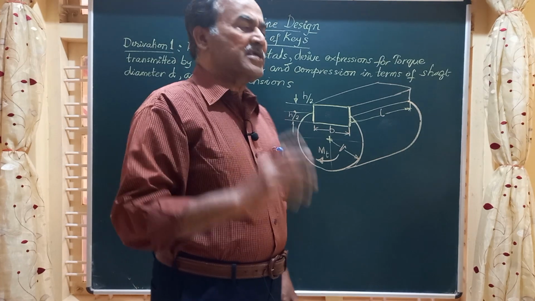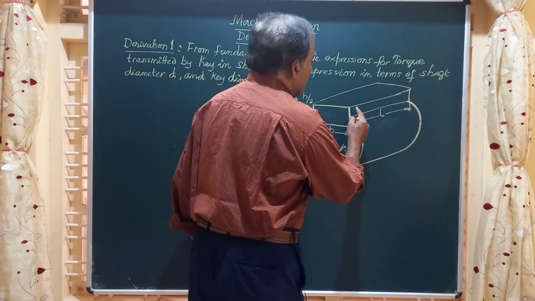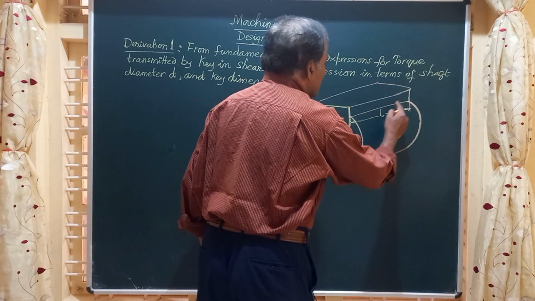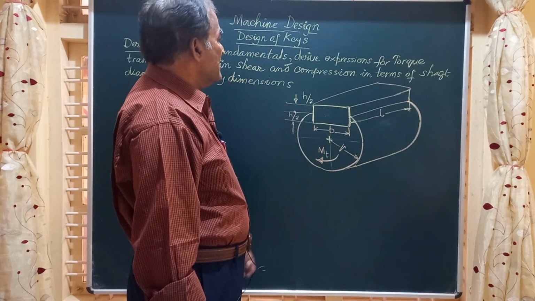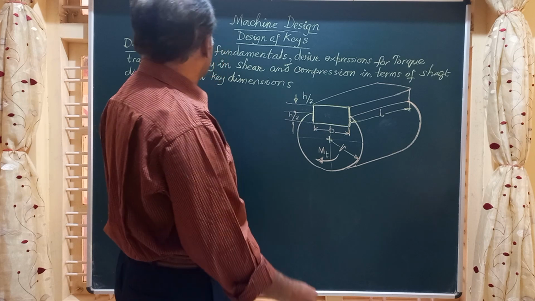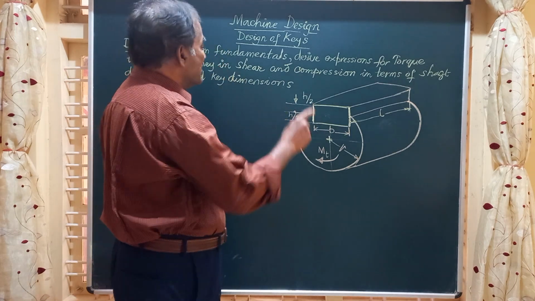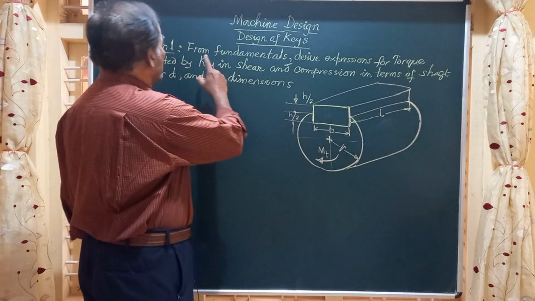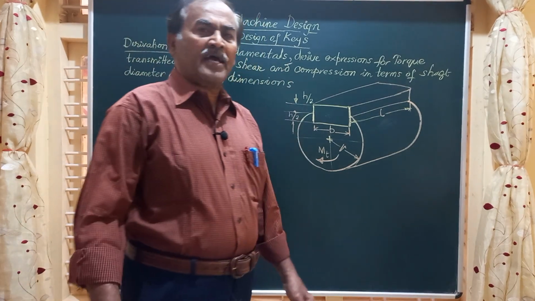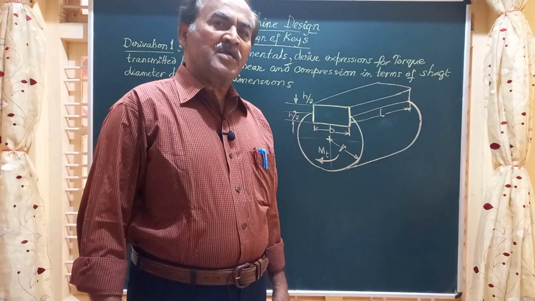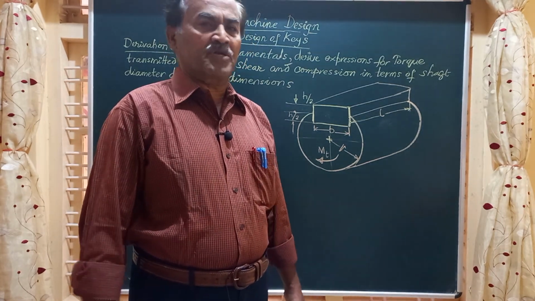Generally, a tapered key will have a small taper along the length, generally 1 in 100. And friends, in the figure I have shown, we are going to have this first derivation. It says: from fundamentals, derive the expression for torque transmitted by the key in shear and that in compression.